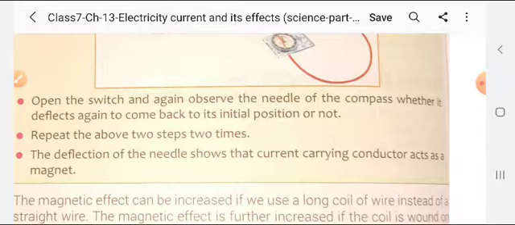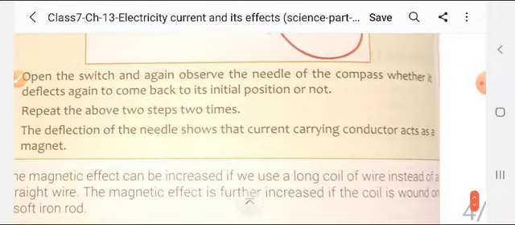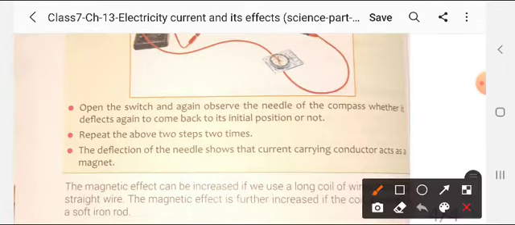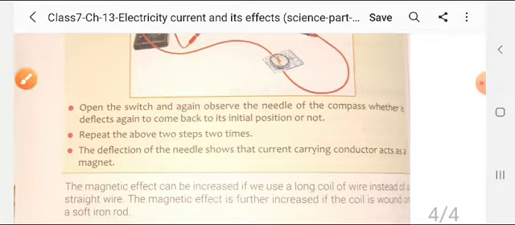That means it is clear that as the current starts flowing, there arises a magnetic field around the wire that used to deflect the magnetic compass. The deflection of the needle shows the current carrying conductor acts as a magnet. So student, the magnetic effect can be increased if we use a long coil. On which the magnetic effect depends, you can see clearly it has been given that the magnetic effect can be increased if we use a long coil.